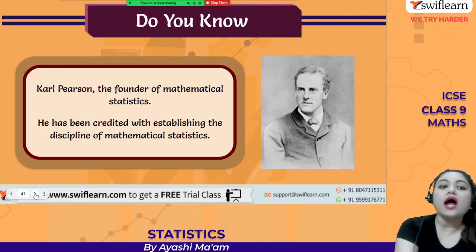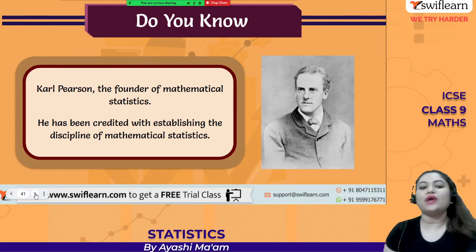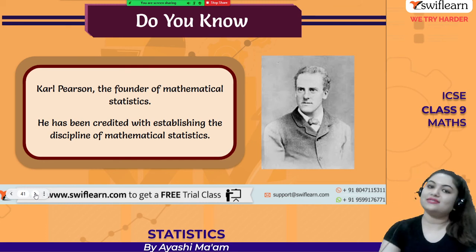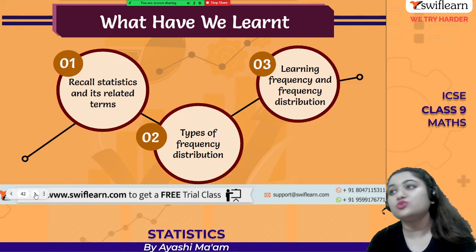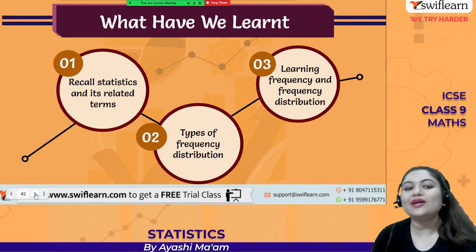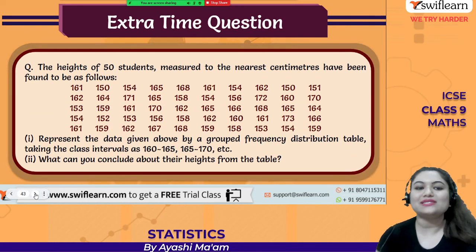Do you know Karl Pearson, the founder of mathematical statistics, he has been credited with establishing the discipline of mathematical statistics. Very good. With the help of statistics, we can do so many things now. So what have we learned today? We recall statistics and its related terms. We learned about the different types of frequency distribution. We learned about frequency and frequency distribution.